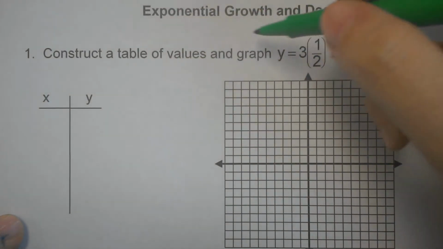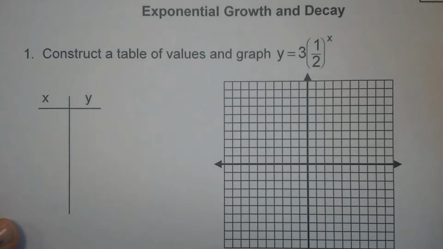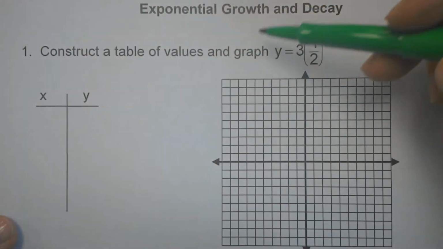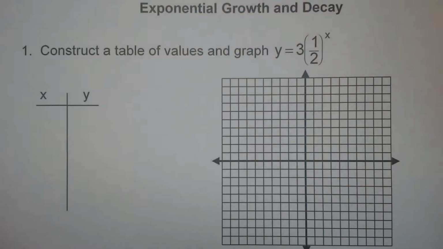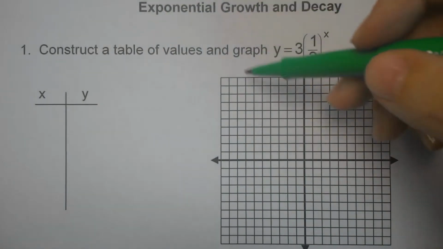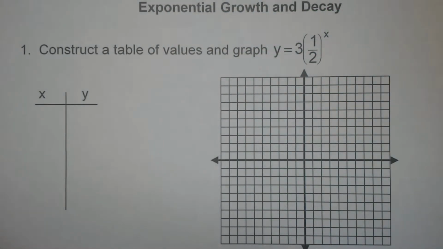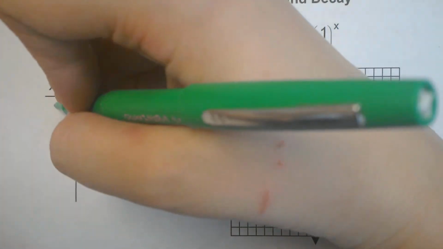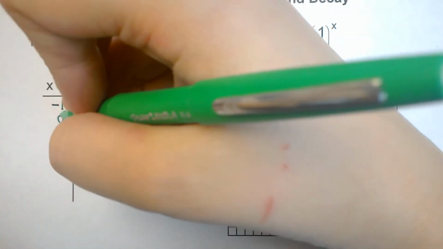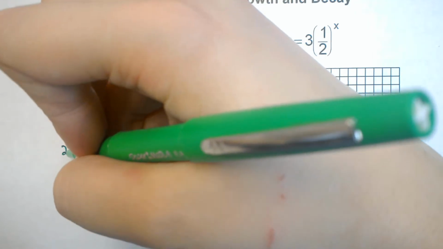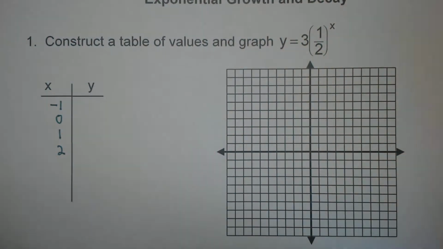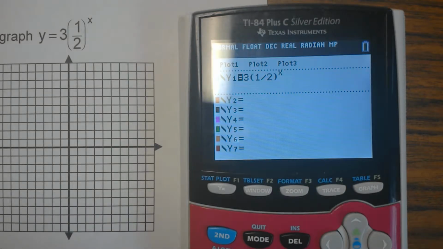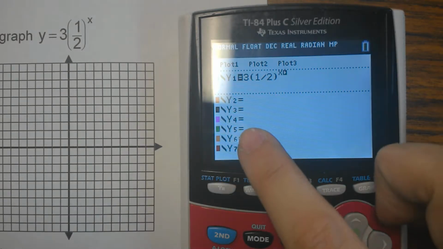Okay, so this one we're going to look at exponential growth and decay. Pretty much if the graph is going up or if it's going down. So I mean up or down. So this is what it looks like when I put it into y equals.